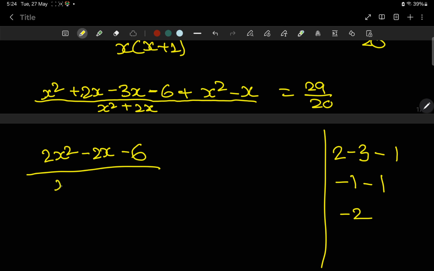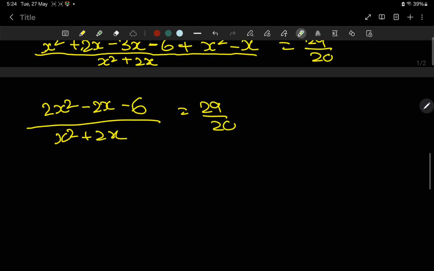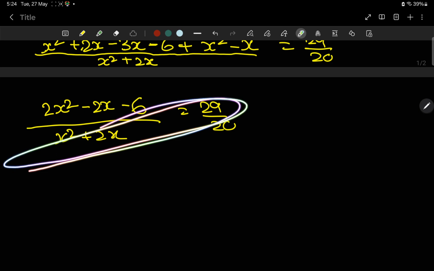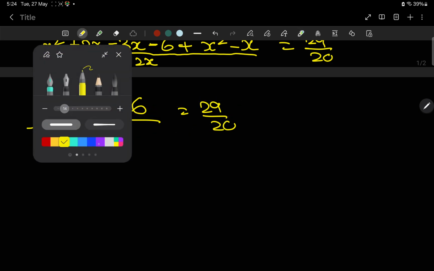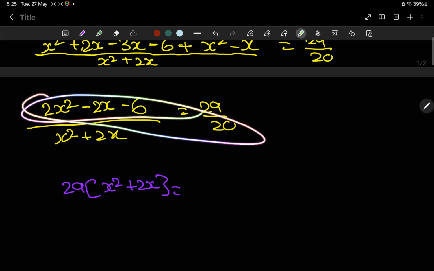So the denominator x square plus 2x is equal to 29 by 20. Now let's again cross multiply this. This diagonal is equal to this diagonal. Okay. So 20 into 2x square, or else first multiply 29 with this. 29 into x square plus 2x is equal to, now multiply this diagonal.